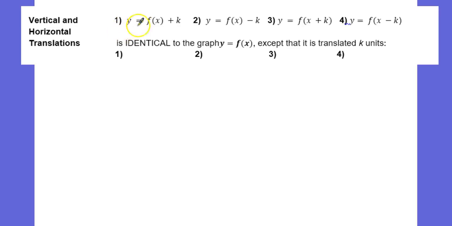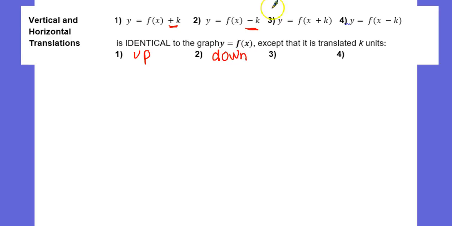So we'll start with this one: y equals f of x plus k is identical to the graph y equals f of x, except that it's translated k units up, because the k, which we were talking about as a d term, if you remember, is not included with the x, so it's a vertical action, and we do exactly what it says, plus k, so that's up. Let's look at the second one, y equals f of x minus k. Vertical action again, not included with the x, so that's going to move the graph down k units.